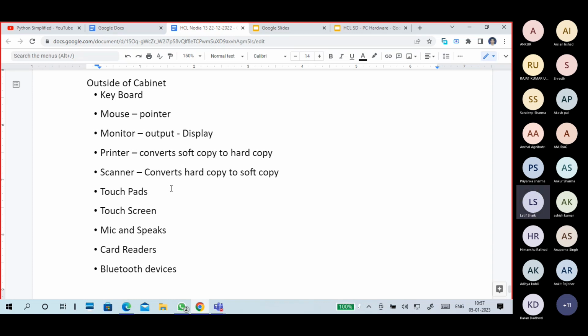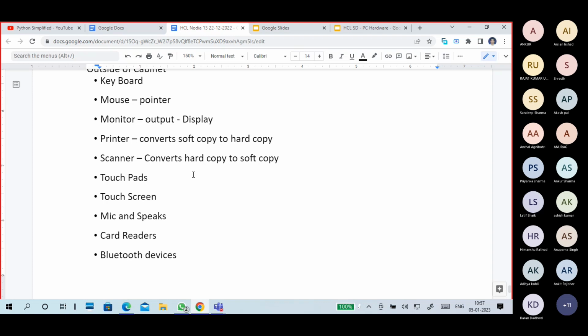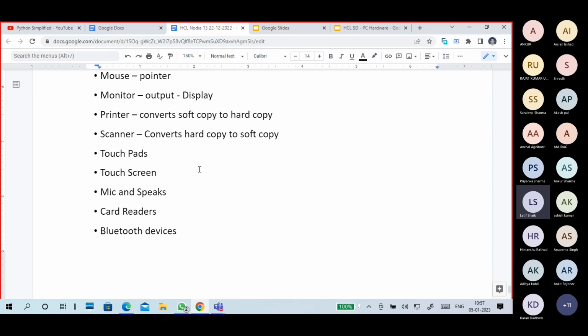Of course, touch pads. For any desktop we normally use a mouse compulsorily, but in laptops we get a touch pad for mouse pointing. Touch screens are also there. Through a touch screen, you can give input. Laptops, tablets and mobile phones have touch screen facilities. Using touch input, we can select an application and run it like that.